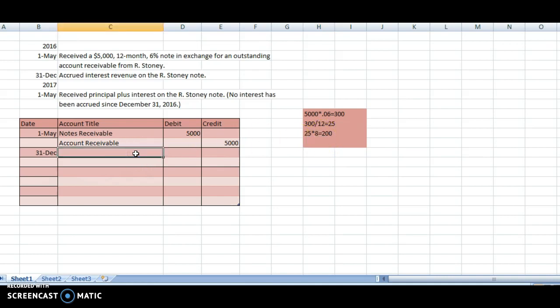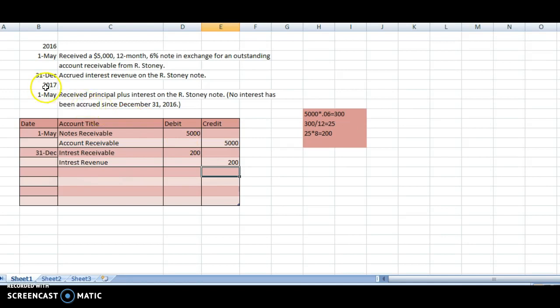To journalize that, we would first debit interest receivable, and that is the $200 that we just figured out. And then since we have earned this interest by having that many months, we would credit interest revenue by the $200. Okay.